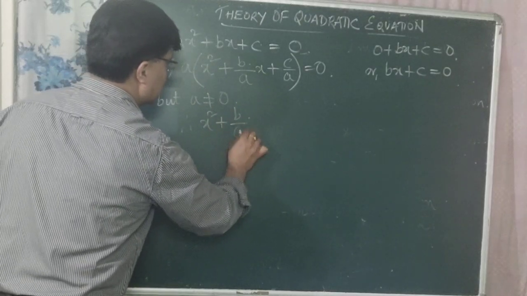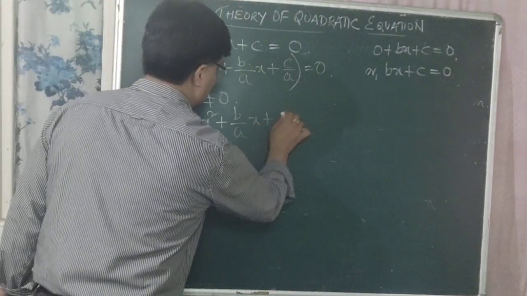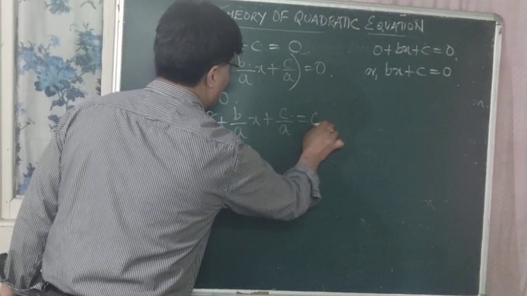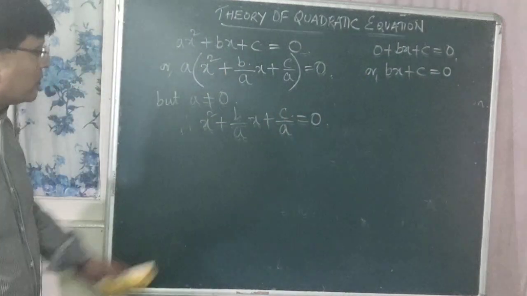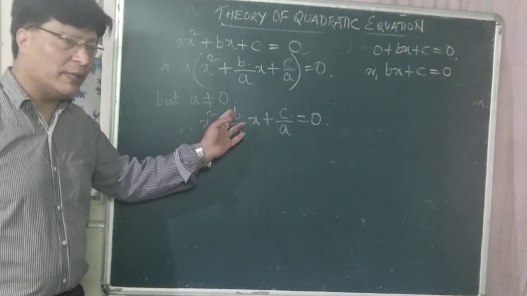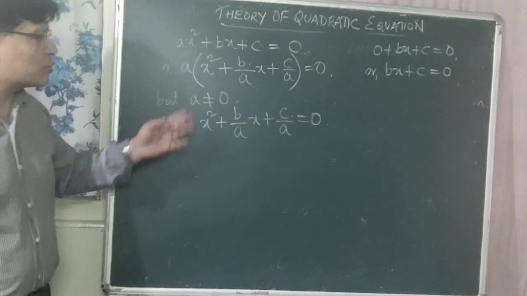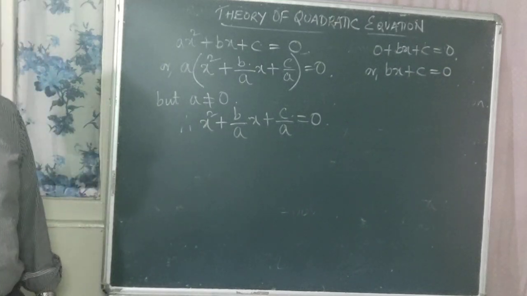x square plus b by a into x plus c by a is equal to 0, right? x square plus b by a into x plus c by a is equal to 0. Now let us solve it. So how can we solve it now?